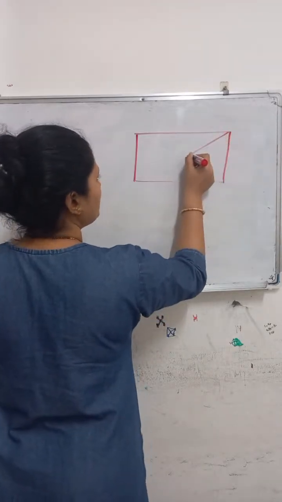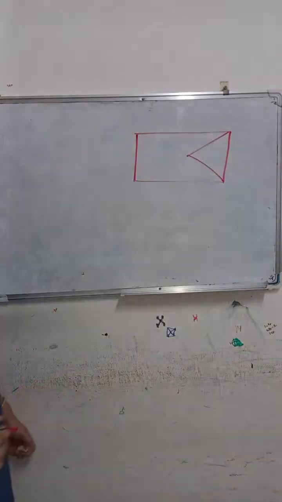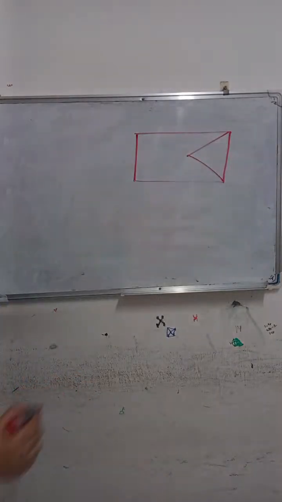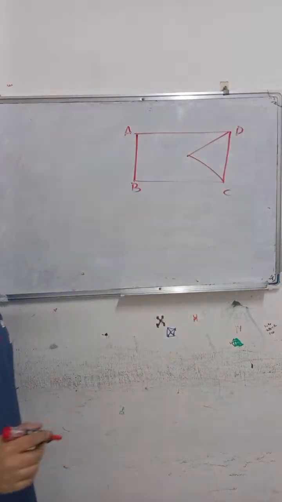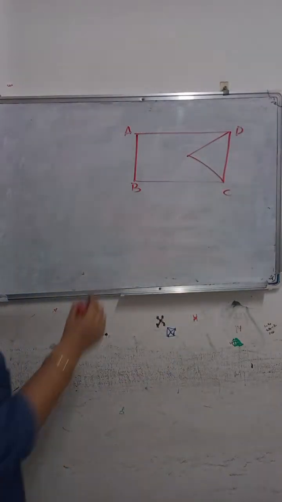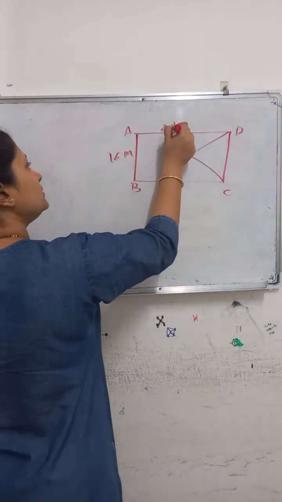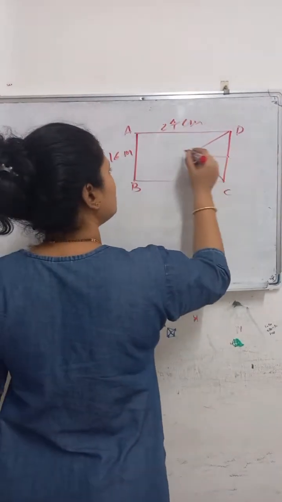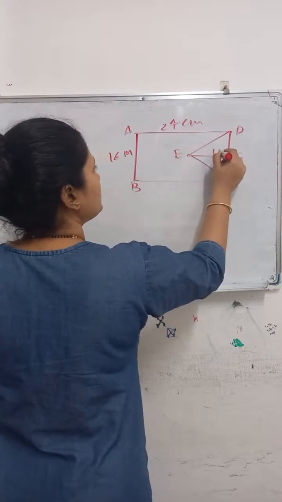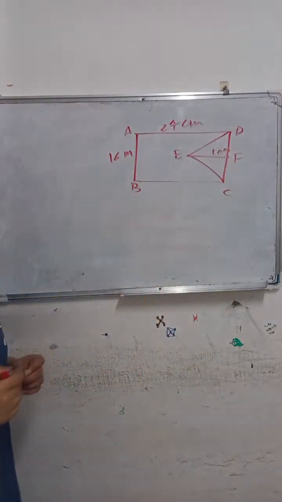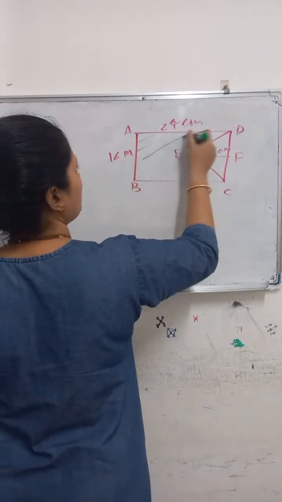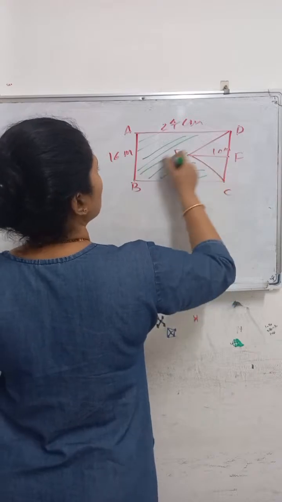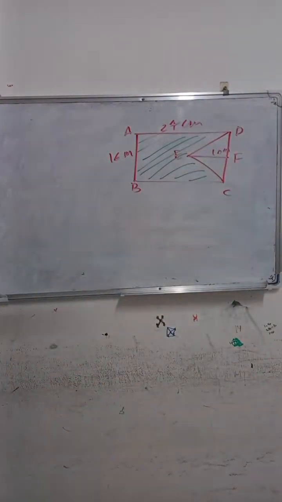So draw this figure. This figure is given. Okay, so name it here. This is A, B, C and D. Okay, and this is 16 meter. This is 24 meter and this is EF, which is of 10 centimeter. Okay, and here the shaded portion is this. Okay, this is nothing but your shaded portion. So I want to calculate the shaded portion here.